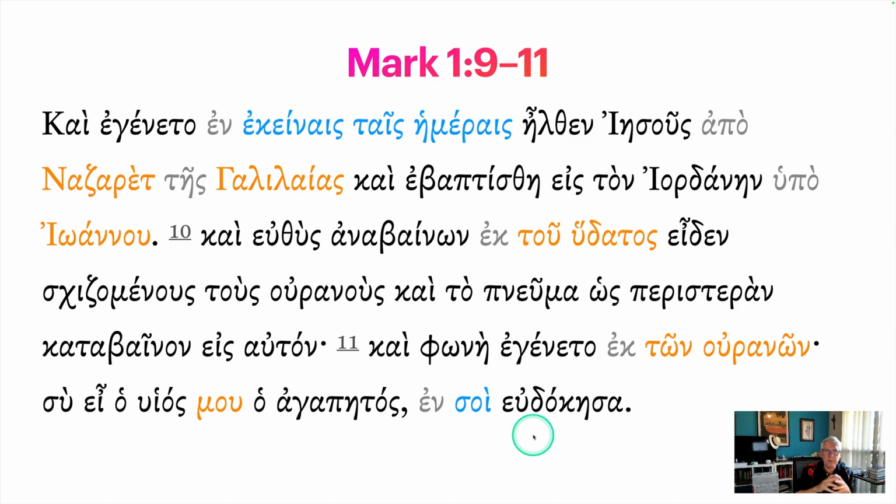And then we have a number of genitives, and the genitives are all following after a preposition, and I'll put the preposition in grey. So we have apo, and then we have Nazareth, "from Nazareth." Which Nazareth? Nazareth tes Galilaias, okay? So "from Nazareth of Galilee."